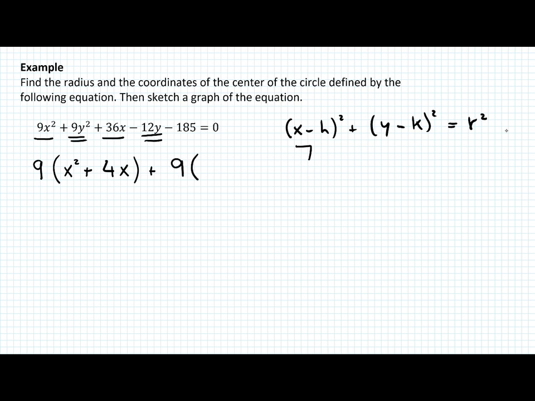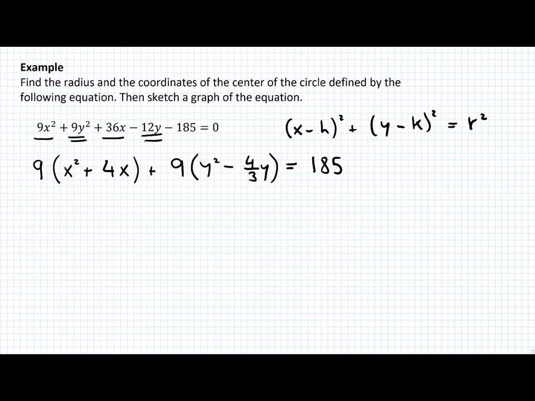Now we can factor out another 9 from the y squared. And what about the 12? What can we do with the 12? If you factor out the 9 from the 12, you actually end up with 4/3, but this should be negative. So we're going to write negative 4/3 y and close parentheses. So that is equal to, now we're going to add 185 on both sides of the equation. So let me rewrite the 185 here.